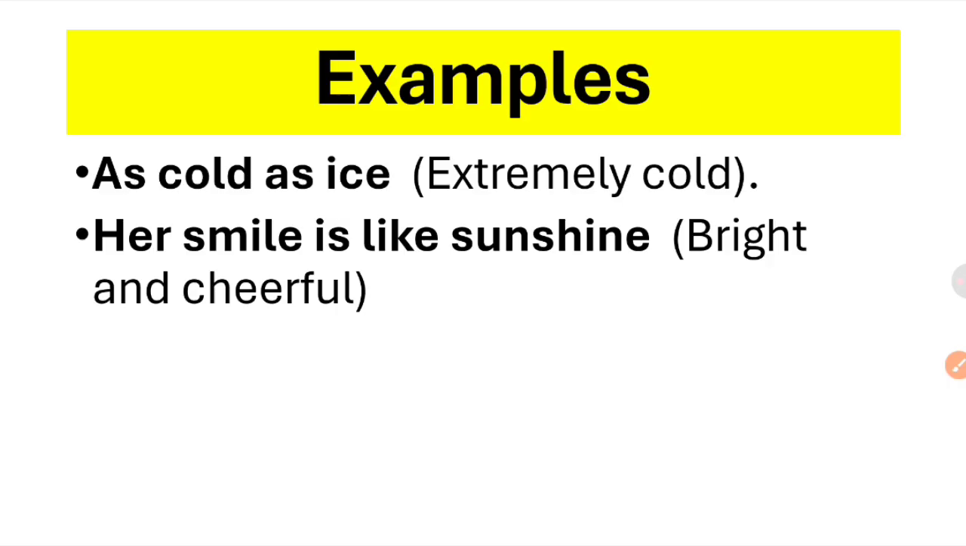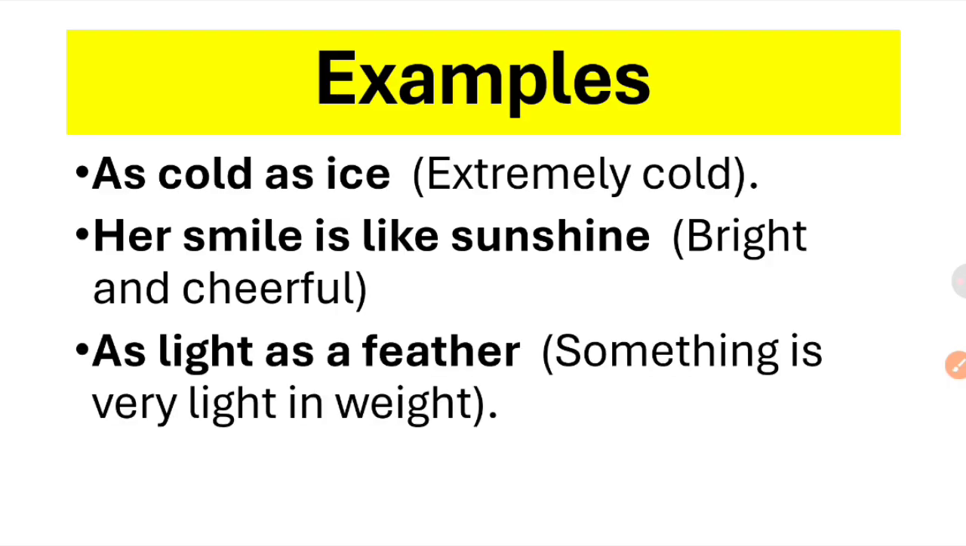Okay, so by comparing two different things together, as light as feather. So something is very light in weight. So I can lift her up because she is as light as feather. So that means you want to convey that she is not very heavy, she is very light. Her weight is very light, so it's easy to lift her up. So in this way you can say as light as feather. Something is very light in weight. This is what you want to convey here.